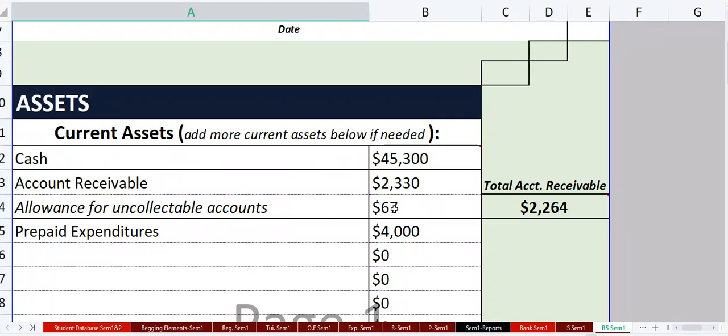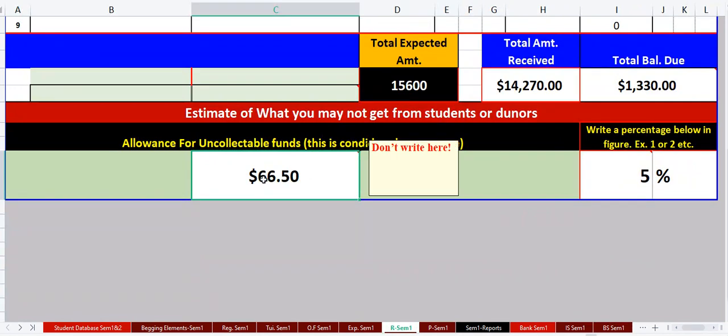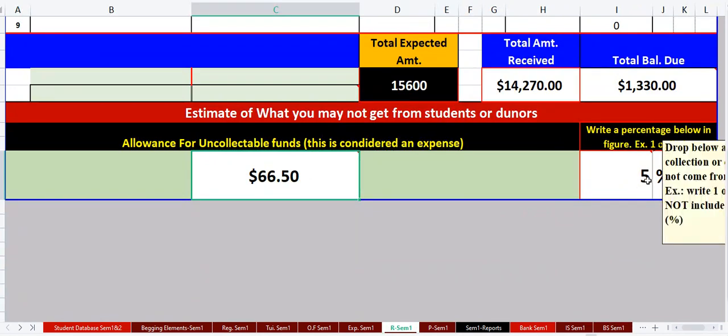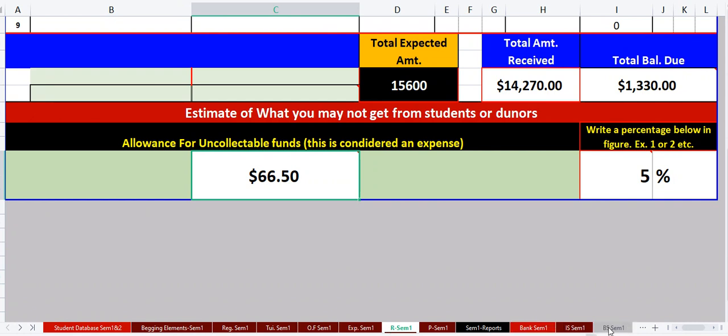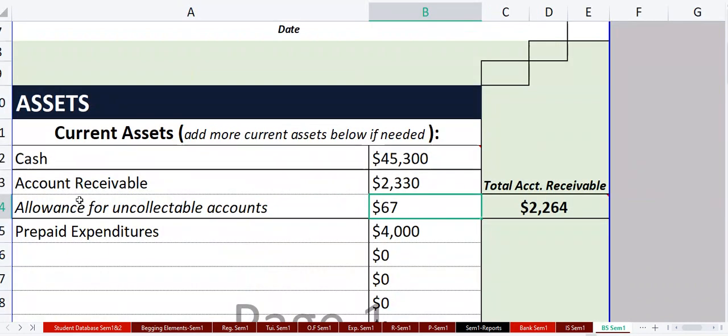When we came here, I told you we'll come back to show you something. Now this is $67. The $67 there is the allowance for uncollectible accounts that we saw on the receivables here. As you can see here, 5% we will not collect from people, so it becomes uncollectible. So it will appear on the balance sheet. It will be deducted from the accounts receivable. See that? So we will not get this one.